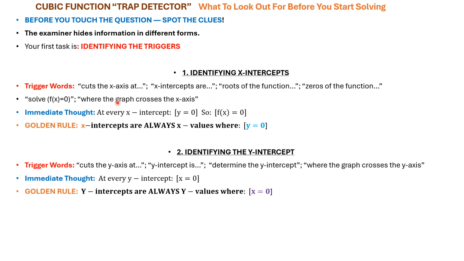So immediate thought, at every x-intercept, y will always equal 0. So f of x equals 0. Golden rule, x-intercepts are always x values where y equals 0. Very important. For y-intercept, it will say cuts the y-axis at, or determine the y-intercept, where the graph crosses the y-axis, right? Again, at every y-intercept, x equals 0. Golden rule, y-intercepts are always y values where x equals 0.